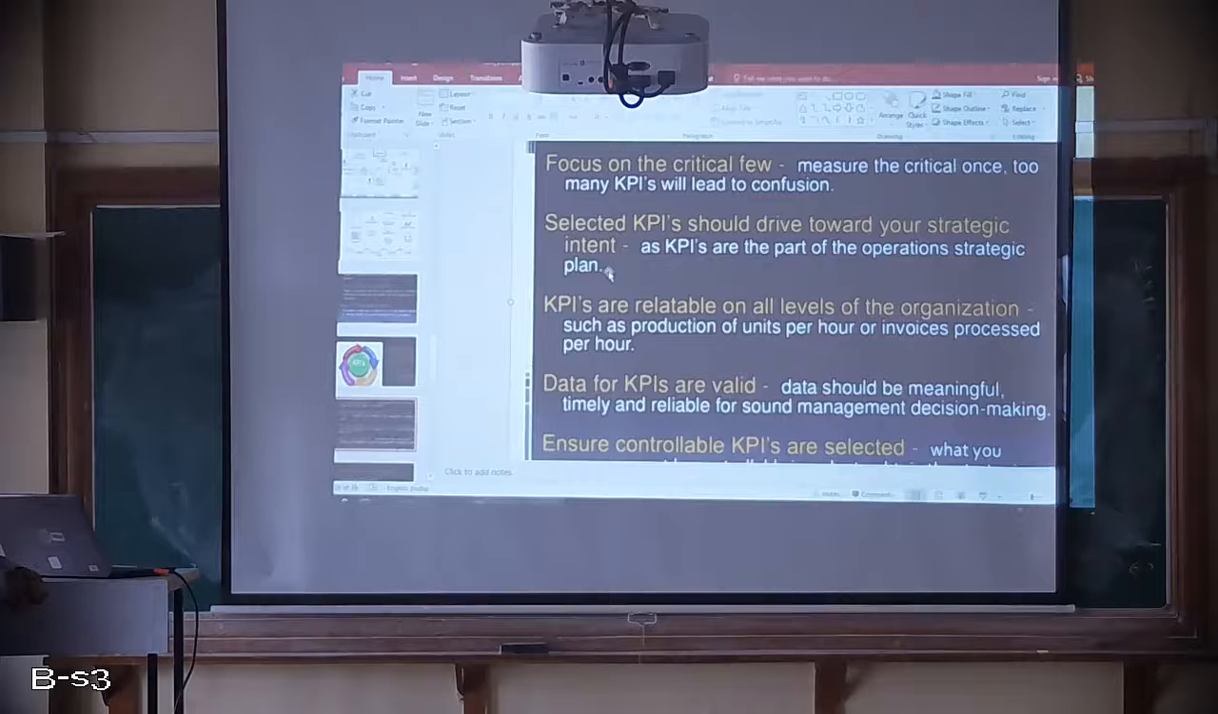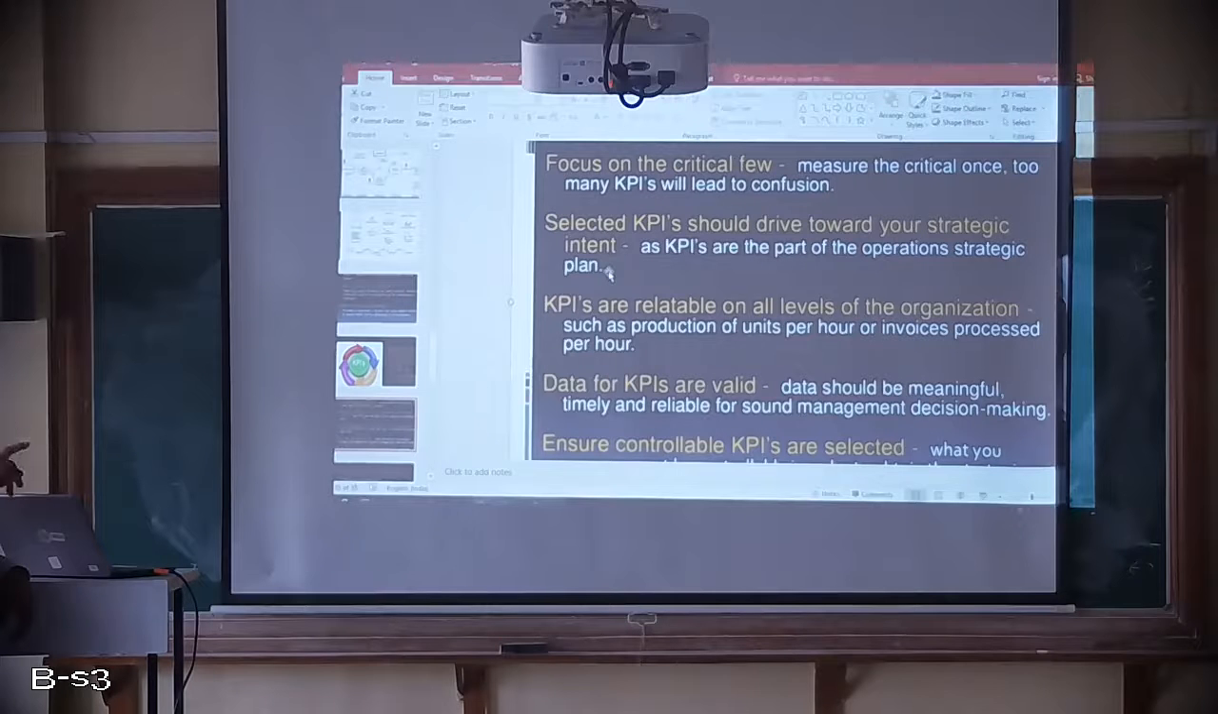KPIs should be relatable on all levels of the organization, such as production of units per hour or invoices processed per hour. So remember, when you choose any KPIs, they should be relatable to the whole organization. You can't choose only one KPI that is for only one level, because basically you should take into account the entire process.